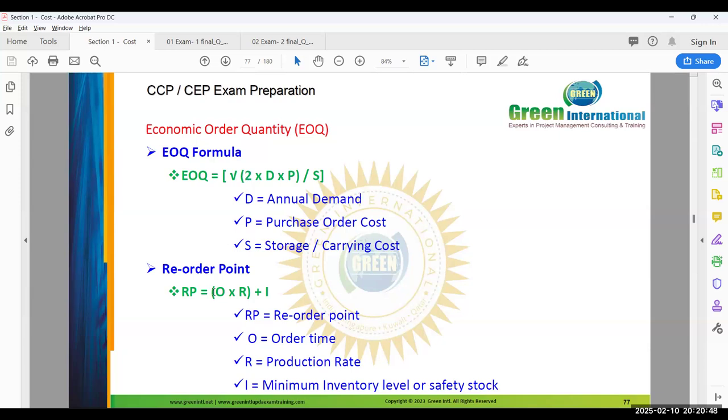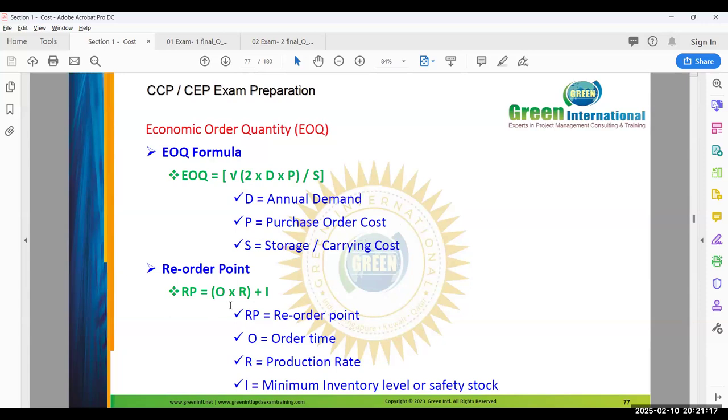Economic order quantity and reorder point. What is the reorder point? When we need to make the next purchase. That is called the reorder point. So economic order quantity, this is the formula: square root of 2 into demand, the annual demand, multiplied by the cost for making one purchase order, divided by the storage cost. This formula you need to memorize.